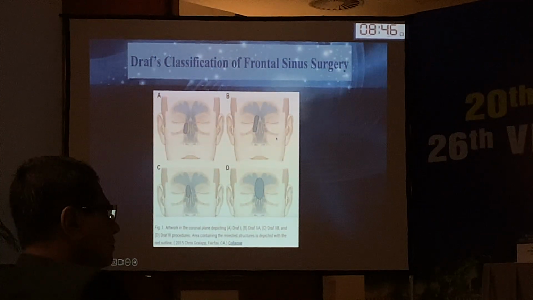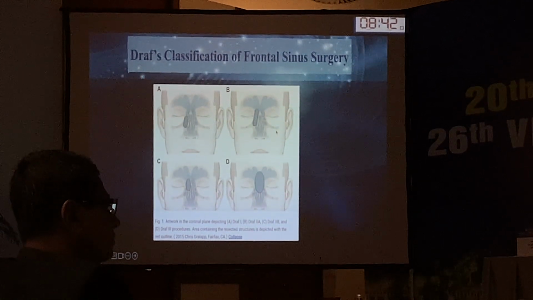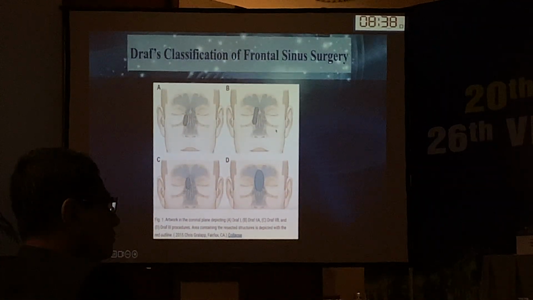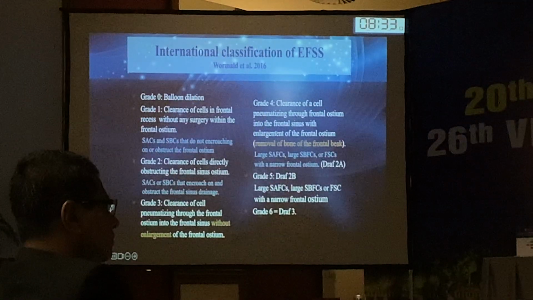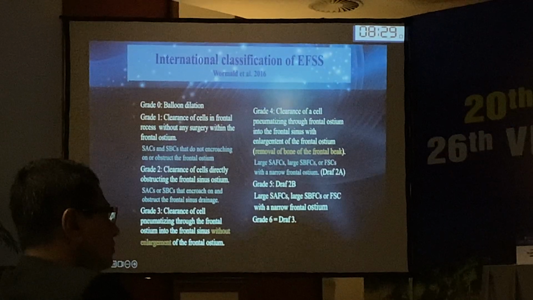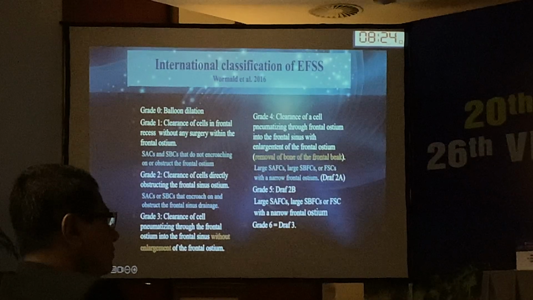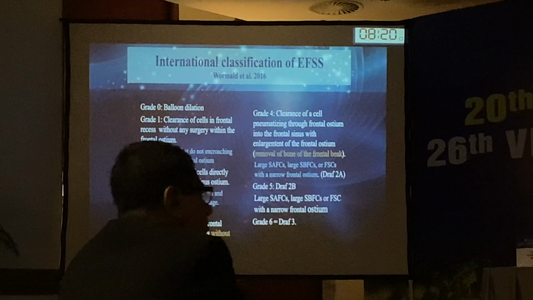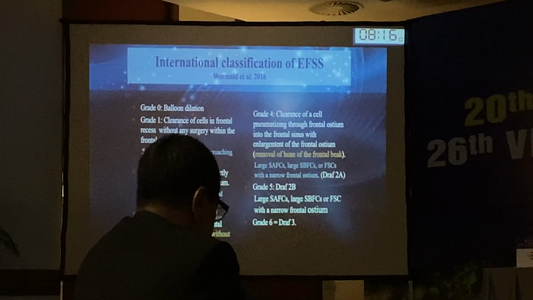Now I'm talking about the classification of frontal sinus surgery. This is the classical Draf classification. We have Draf 1, 2A, 2B, and Draf 3. Also, in the new international classification, we have a new classification of endoscopic frontal sinus surgery from 0 to 6. Grade 0 is balloon dilation, sinuplasty. Grade 1, grade 2, 3, 4. Grade 5 is Draf 2B.